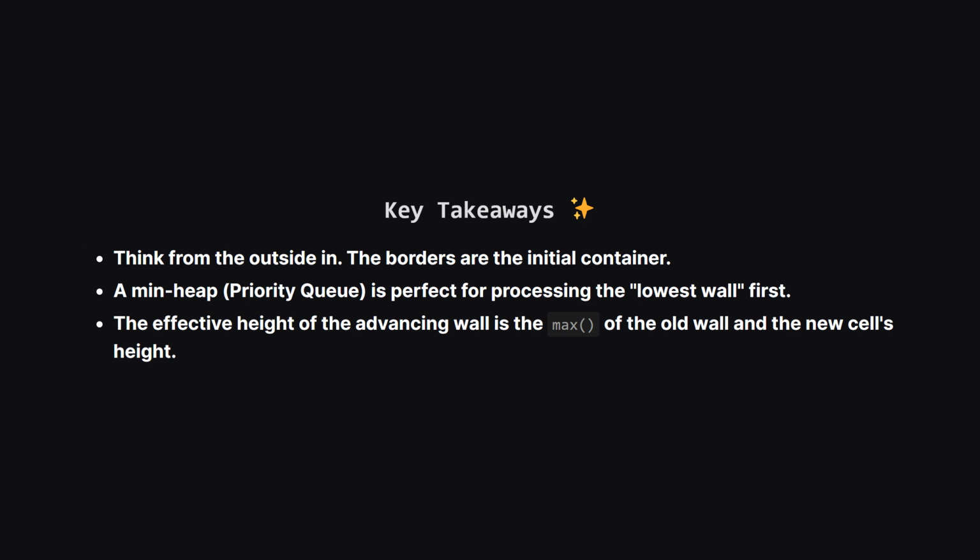So to wrap it all up, what are the big ideas here? First, for problems like this, sometimes it's best to think from the outside in. The borders define your starting conditions. Second, whenever you hear a phrase like, always process the smallest, or find the weakest link, your mind should immediately think of a min-heap or a priority queue. It's the perfect tool for that job.